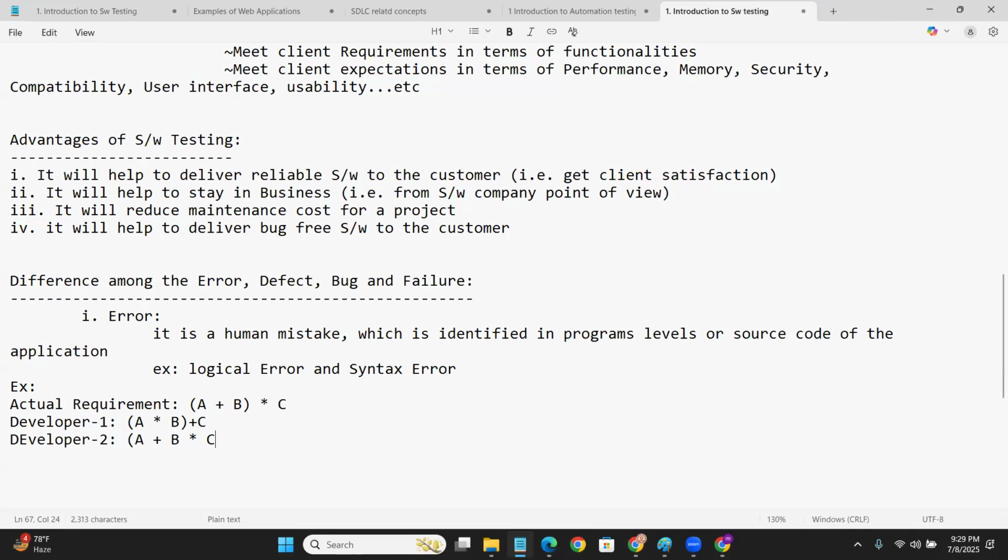But which one do you think is the logical error? Which one do you think is the syntax error? Whatever knowledge you have, you can write in the chat box. Try yourself to say which is a syntax error and which is a logical error. I will explain, but try to give the answer yourself. What is a syntax error? What is a logical error?